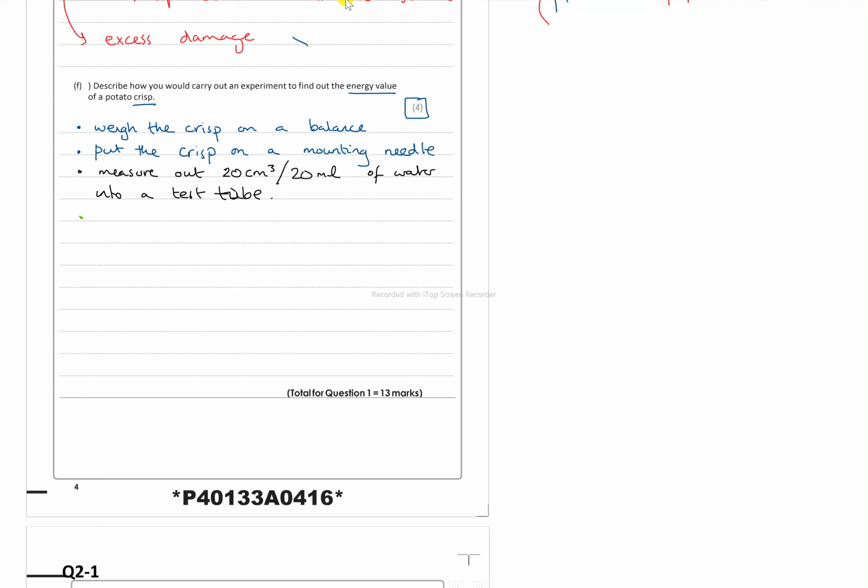Then what you do is measure the temperature of the water before the experiment. What you could do really is pour the water out and leave it in the room for a bit, let it reach the ambient temperature.